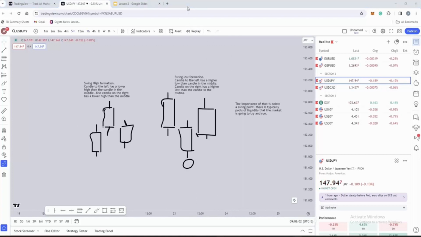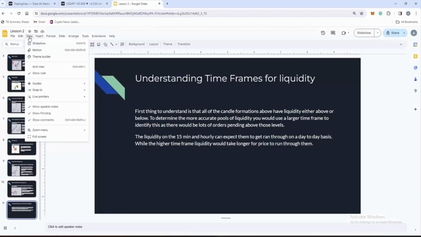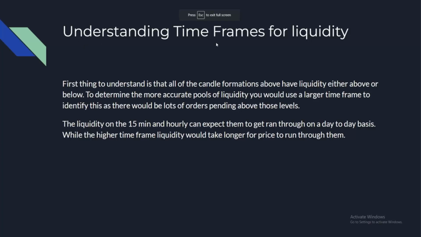And the next thing we're going to talk about is the importance of the time frame and what the actual difference is in finding your liquidity. So let's see here. Understanding time frames for liquidity. The first thing you need to understand is that all of the swing points that you see will have liquidity either above or below it. And to determine when that liquidity is gonna be hit depends on the time frame you're gonna use. And also there's more of a sense of accuracy in what liquidity the market is gonna be drawn to, if that makes sense. So let me show you what I mean.